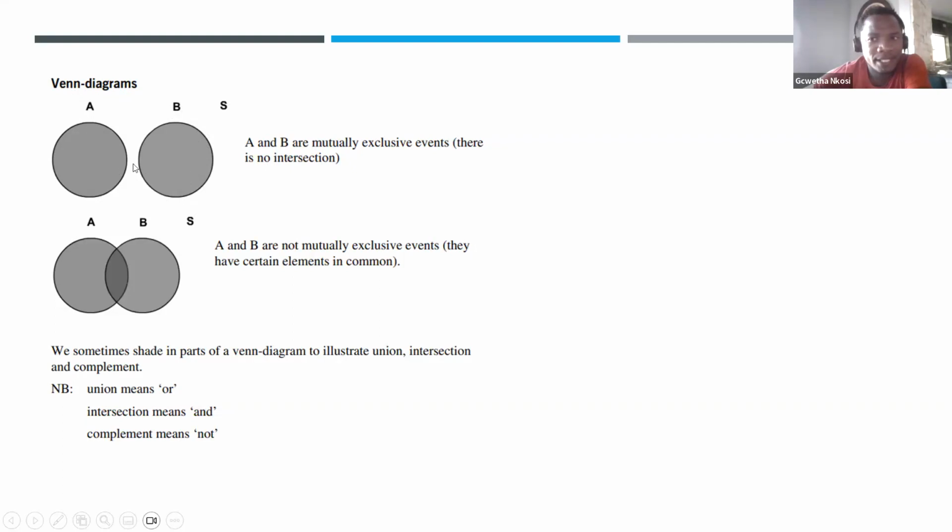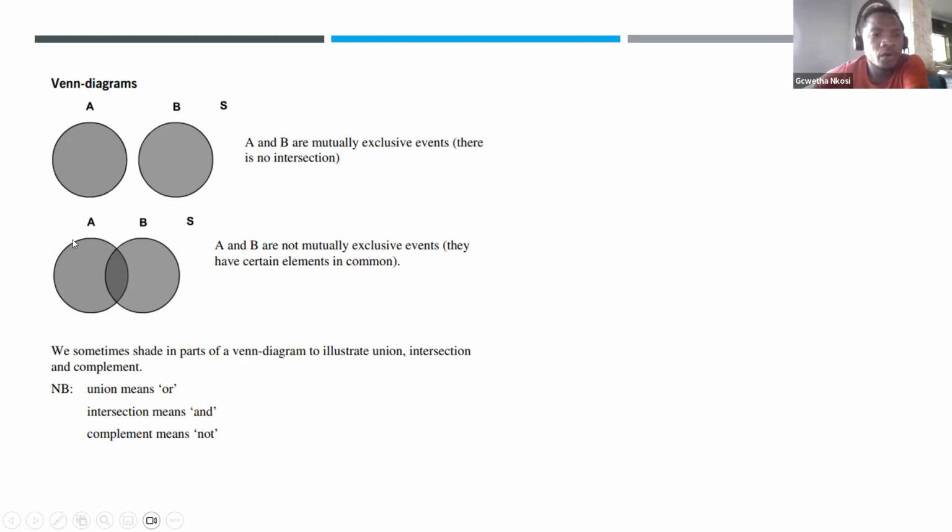Now these circles are not overlapping with each other. Since they are not overlapping, it means that there is no intersection. In the language of probability, when there is no intersection, we say those events are mutually exclusive. So A is mutually exclusive from B since there is no intersection of them.